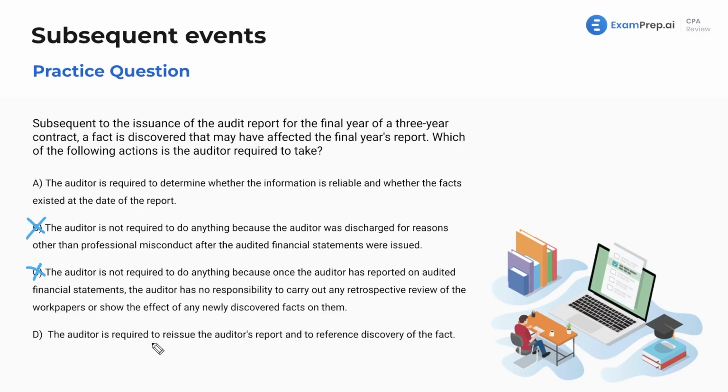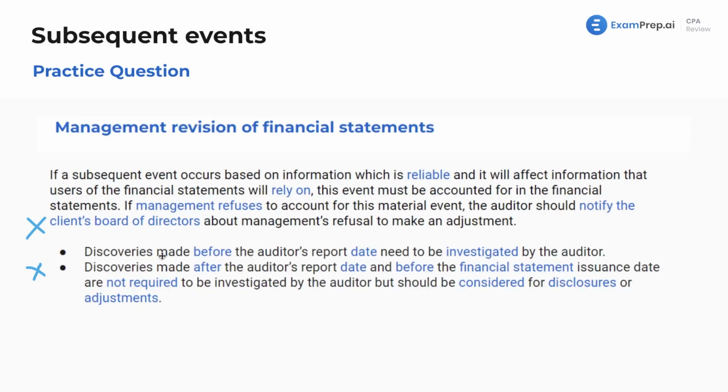Lastly, the auditor is required to reissue the auditor's report and to reference discovery of the fact. So no, not necessarily, right? So this is subsequent to the issuance of the audit report for the final year. Actually, pardon. I think I misread that myself. You look here. So discoveries made after the auditor's report date and before the financial statement issuance date are not required to be investigated, but should be considered for disclosures or adjustments. So that's actually the point we're looking at. But same deal. We need to do something in both of these situations.